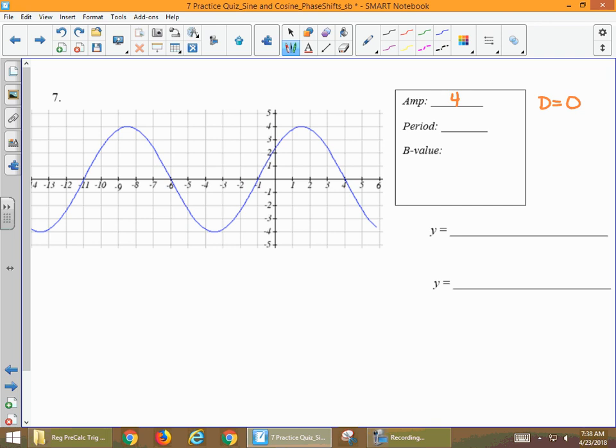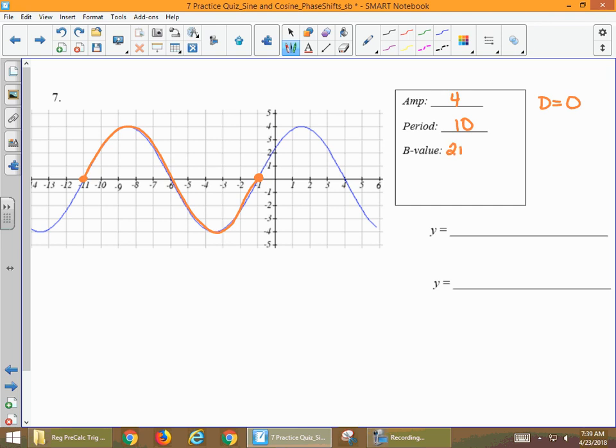I like to count the period of the function like I'm doing a sine graph. So if I start here at -11 and have an up and then a down, -11 to -1, that's 10 spaces. So the period of this function is 10.